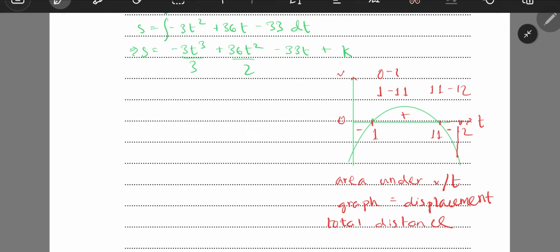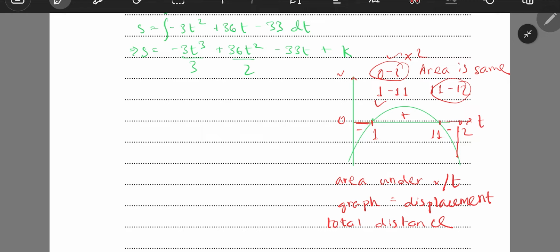Now understand something, that this graph is symmetrical since it's a quadratic graph. And the thing about being symmetrical is, for the same distance, for let's say 0 to 1 and 11 to 12, we are going to get the same area. So for 0 to 1 and 11 to 12, area is the same. So we are only going to integrate and put limits twice, for 0 to 1 and 1 to 11. After that, we can just multiply this by 2 to get the area of 11 to 12.